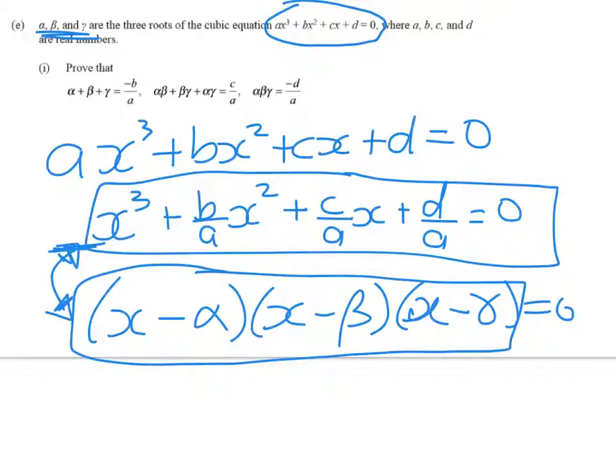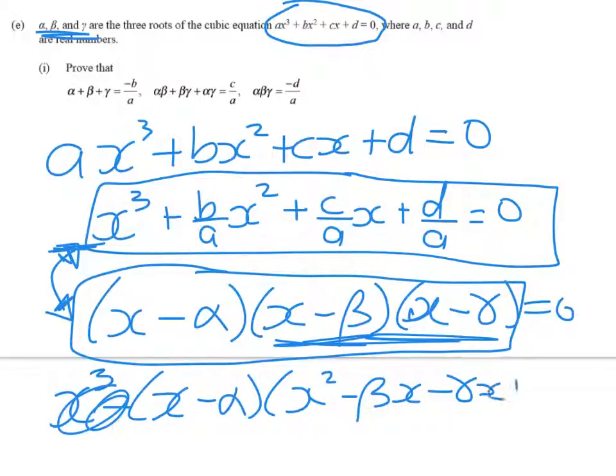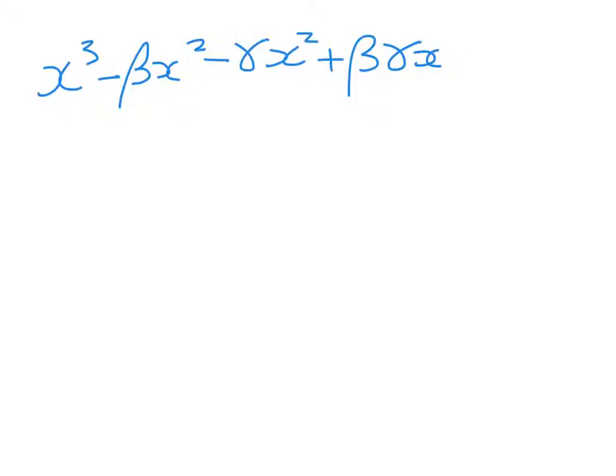So expanding here, we're going to get x cubed minus, well, let me go a little bit slower. I'm going to leave the x minus alpha, and I'll expand these last two brackets here. So x squared minus beta x minus gamma x plus beta gamma, and that equals 0. And now on the next slide I'm going to do the same thing, just multiplying this right through by all of this. Okay, so now I get x cubed minus beta x squared minus gamma x squared plus beta gamma x minus alpha x squared. I'm just going to stop talking and keep writing.